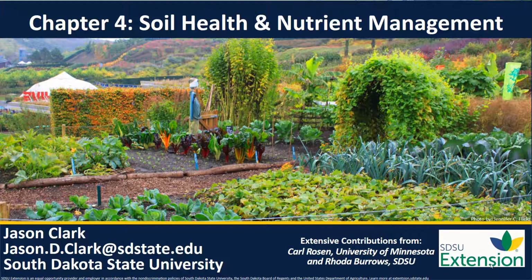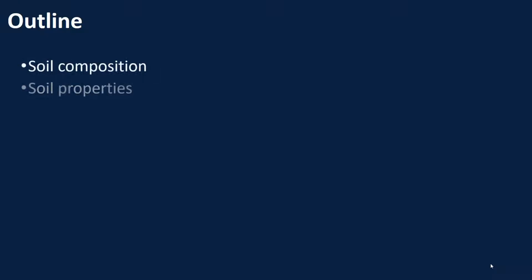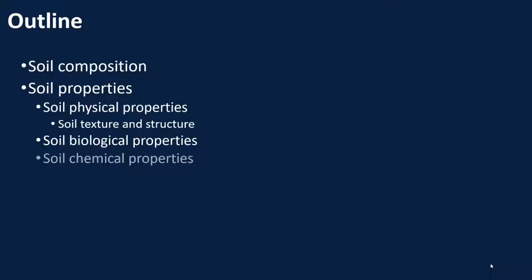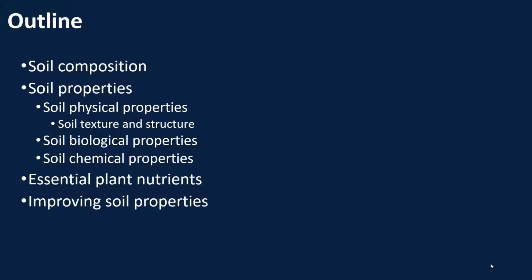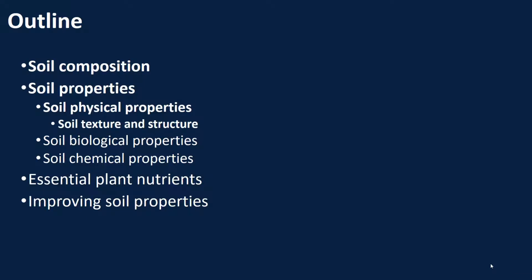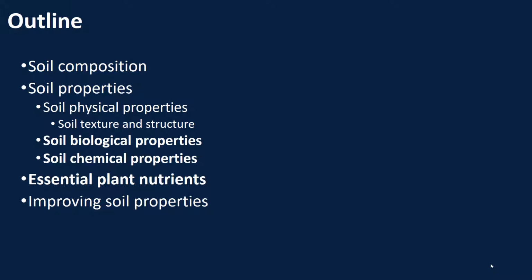For a quick review, we'll go over the outline for the class. As you can remember, these are the different topics that we'll be covering in this section, and to this point, we've covered these ones highlighted here. Today, in this video, we're going to go over these three sections: we're going to review soil biological properties, soil chemical properties, and essential plant nutrients. So let's go ahead and get started.